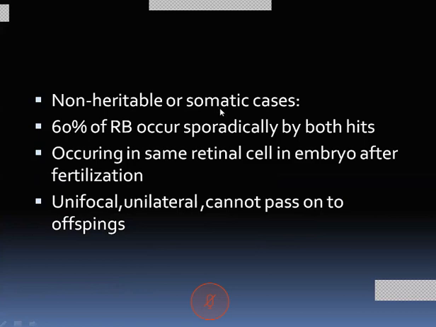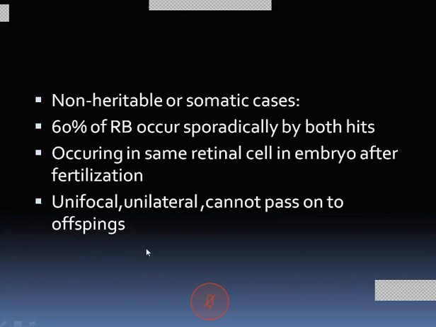Then coming to non-heritable or somatic cases, 60% of retinoblastoma occur sporadically by both hits, as in Knudson's hypothesis. Both hits occur in the same retinal cell in the embryo after fertilization. These non-heritable or somatic cases are unifocal, unilateral, and they cannot pass on to the offspring.